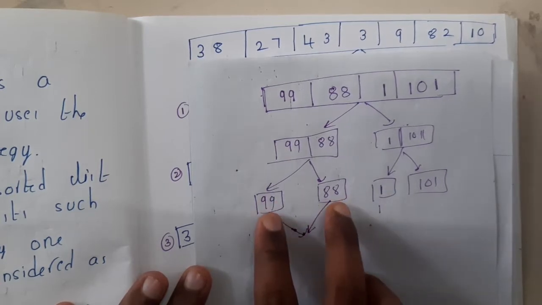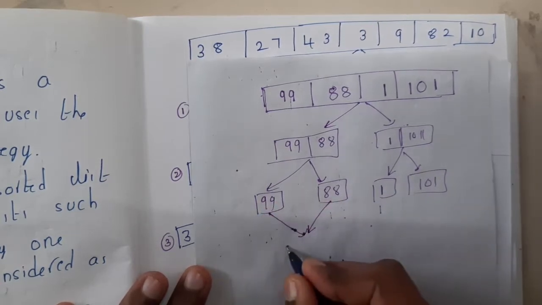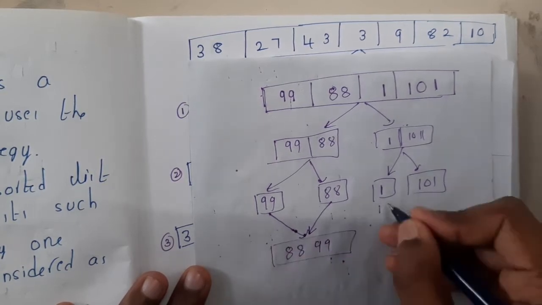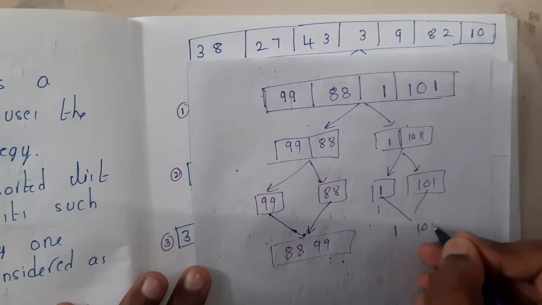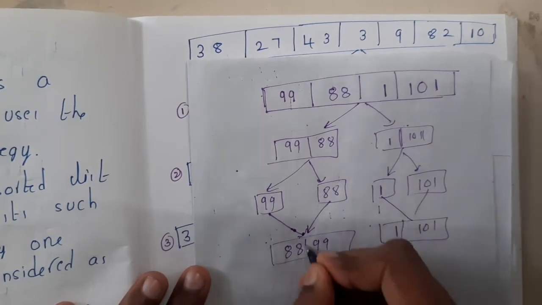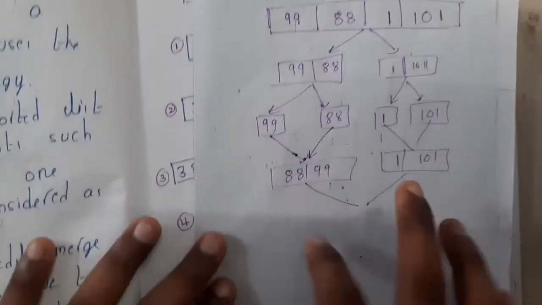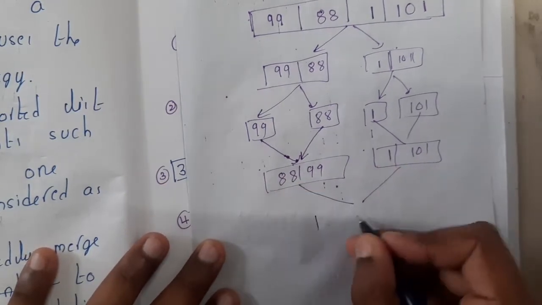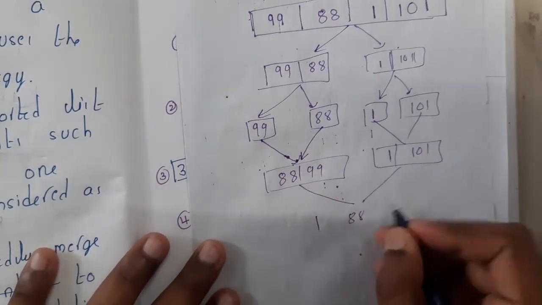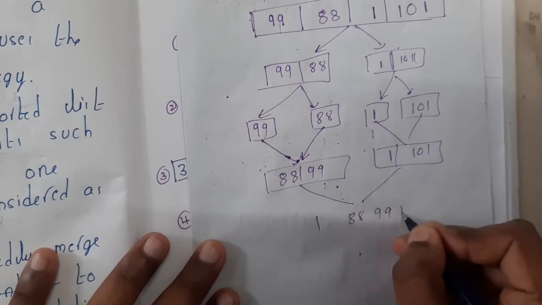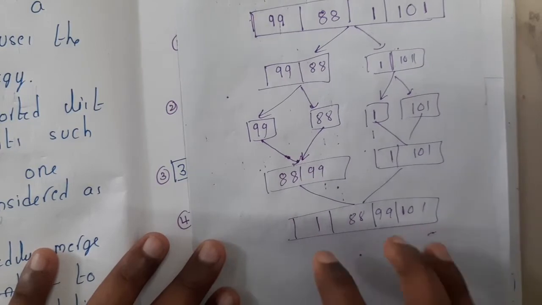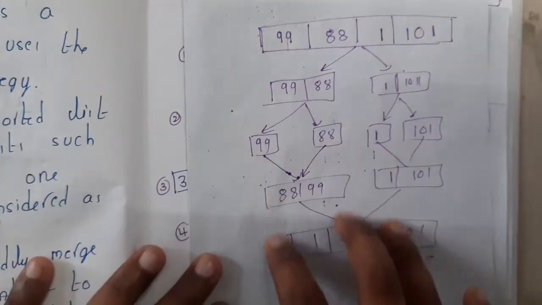99 and 88, which is the minimum? 88. The next element is 99, so you write it that way. Similarly on this side you write 1 and 101. Again you will merge these two. Among 88 and 1, which is minimum? 1. Among 88 and 101, 88. Among 99 and 101, 99. At the end you got 101. In this way, we have sorted the array with the help of the concept of merge sort, guys.